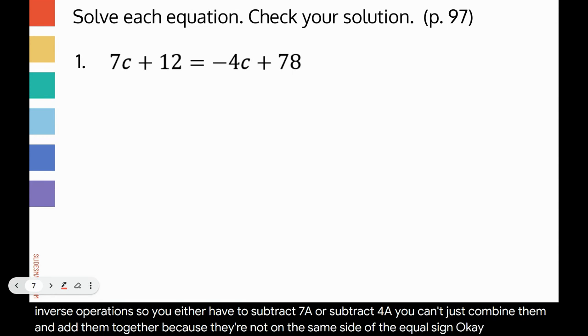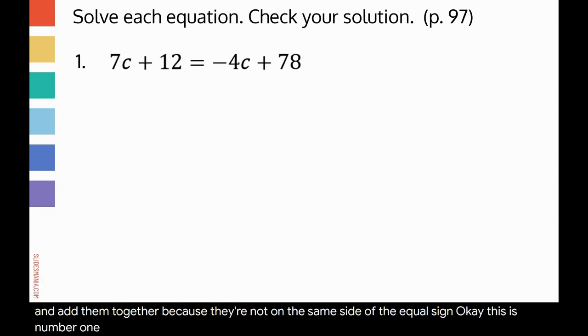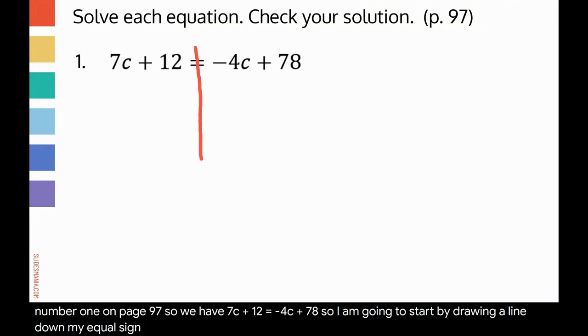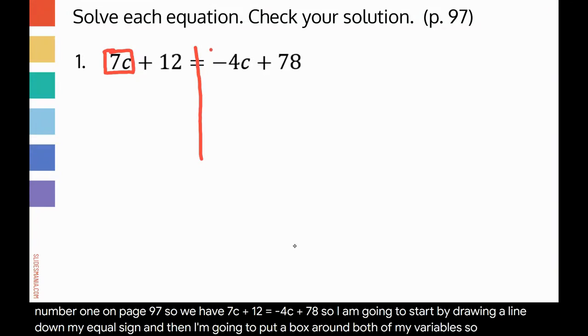Okay, this is number 1 on page 97. So we have 7c plus 12 equals -4c plus 78. I am going to start by drawing a line down my equal sign. And then I'm going to put a box around both of my variables, so 7c and -4c.